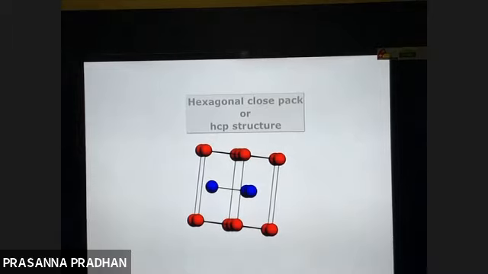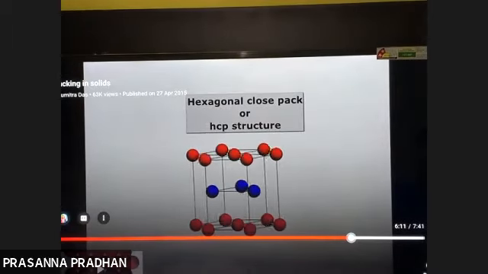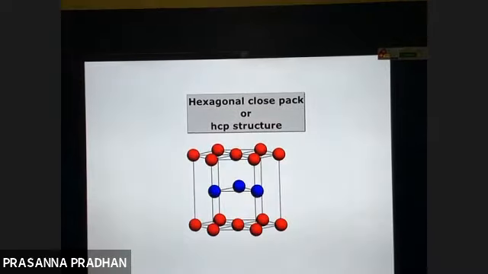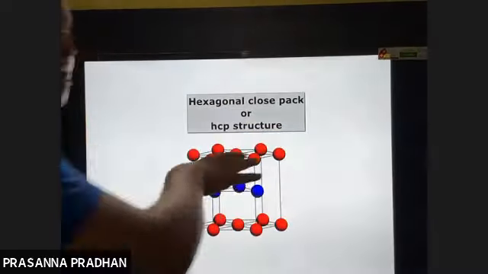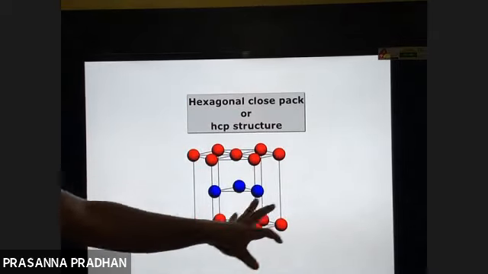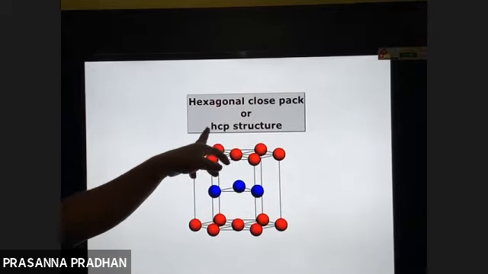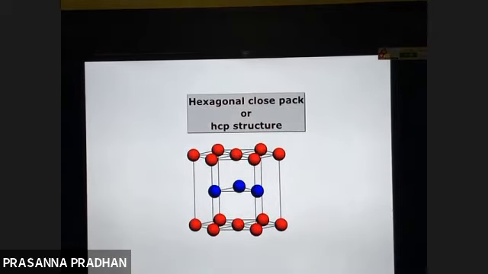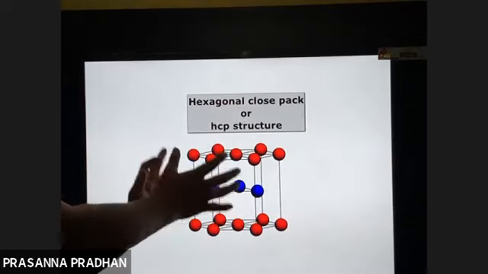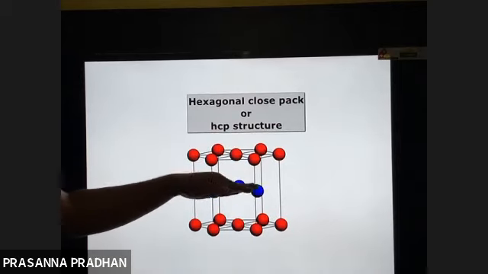Let us rotate this a little more. So this is the smallest repeating unit, the arrangement we just saw, right? So it's a hexagonal close packing or HCP structure. I told you HCP structure. The repeating unit of the HCP structure looks like this, right? So this is the first layer, second layer, third layer.